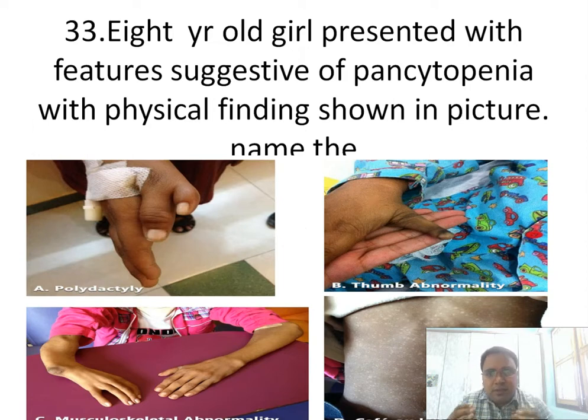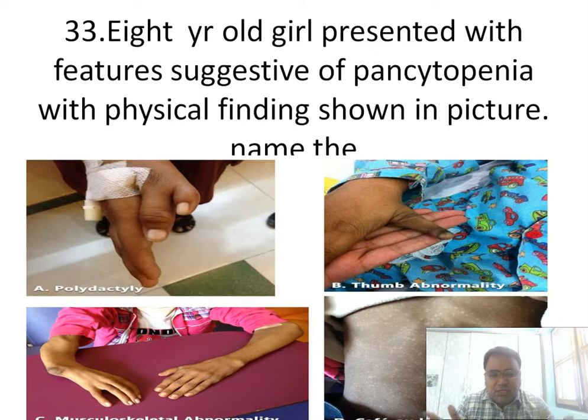Third, this is a case scenario. An 8-year-old girl presented with features suggestive of pancytopenia with physical findings shown in the picture. Features of pancytopenia like anemia, thrombocytopenia, and leukopenia, so infection will be there, bleeding will be there, with a severely pale child. In the picture there is some thumb abnormality, some radial bone abnormality, and multiple capillary spots all over the body. Then what is the diagnosis?